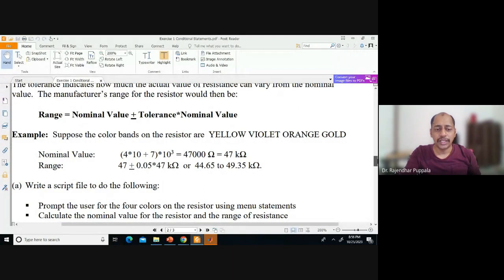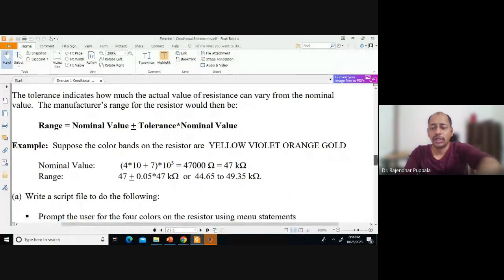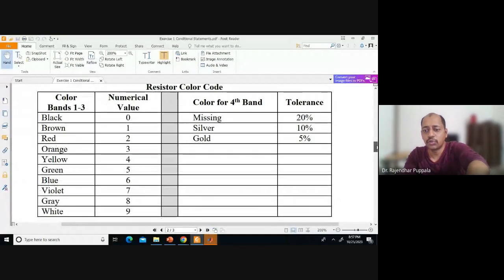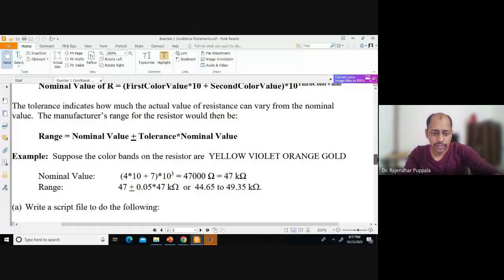And how to get the range? Range is equal to 47 plus or minus tolerance. What is the tolerance? Based on the fourth value, we can find the tolerance. For gold, what is the tolerance? 5%. So 0.05 we are considering into the nominal value, which is 47.